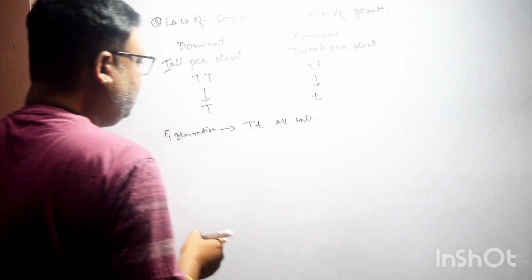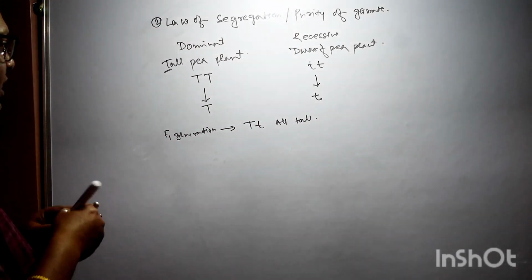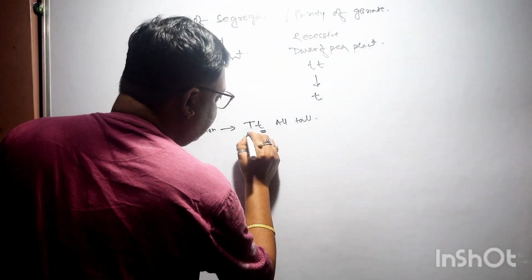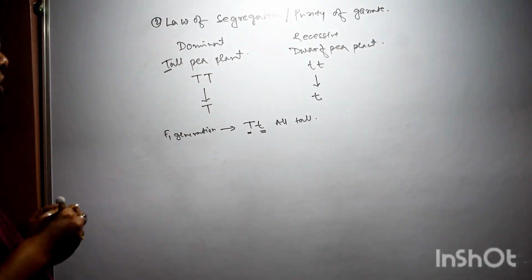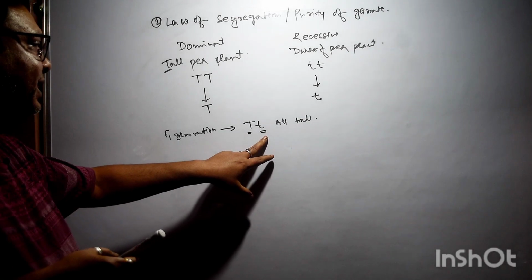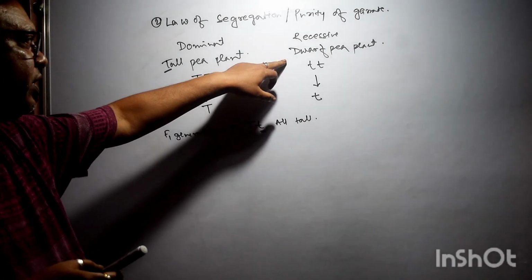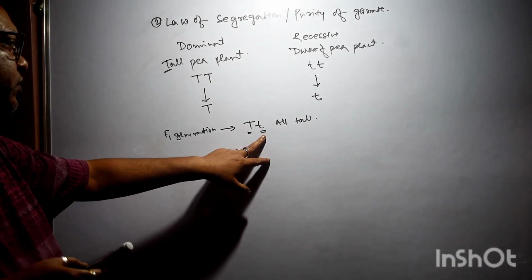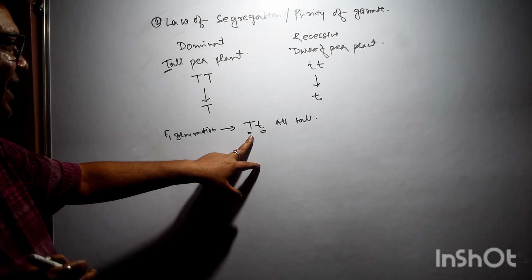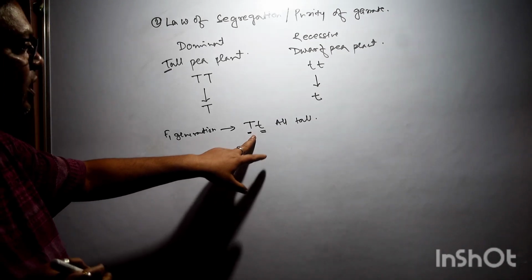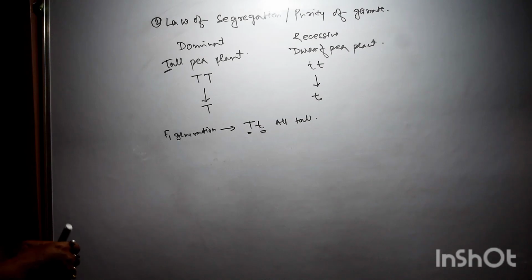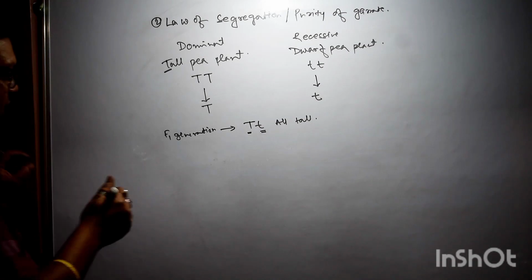Here you can see that all the small t's will be with capital T. So as all the small t's are with capital T, small t, whose character was dwarfism, cannot show its own character because it is associated with the dominant character, that is capital T. So in F1 generation all will be tall in nature.